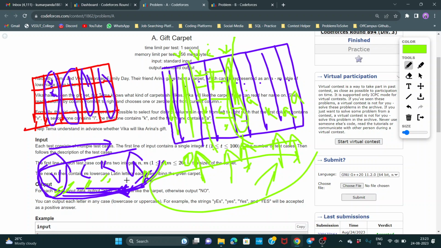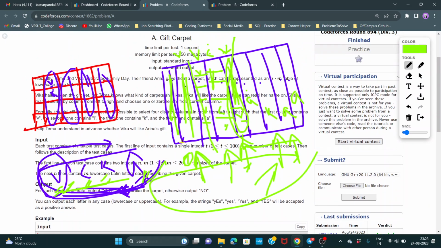And why do I have to pick the first column wherever I find that character, although that character exists in more than one column? Whenever I find my required character for the first time in any one of the columns, then I have to choose that column, okay. So this was the solution. And if you find all these characters, then just print yes, otherwise print no.